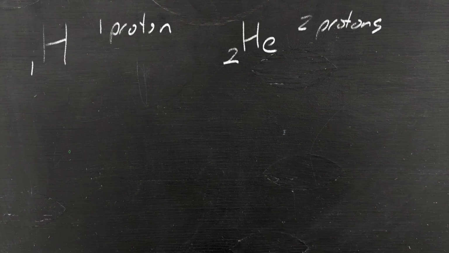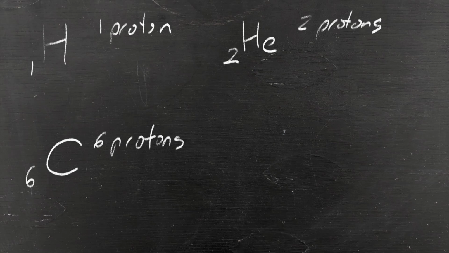Jumping ahead a little, you can say carbon. All carbon atoms have 6 protons in the nucleus. All atoms with 6 protons are carbon and have an atomic number of 6. Just like all atoms with 2 protons have an atomic number of 2 and are helium. It is the number of protons that determines an atom's identity.